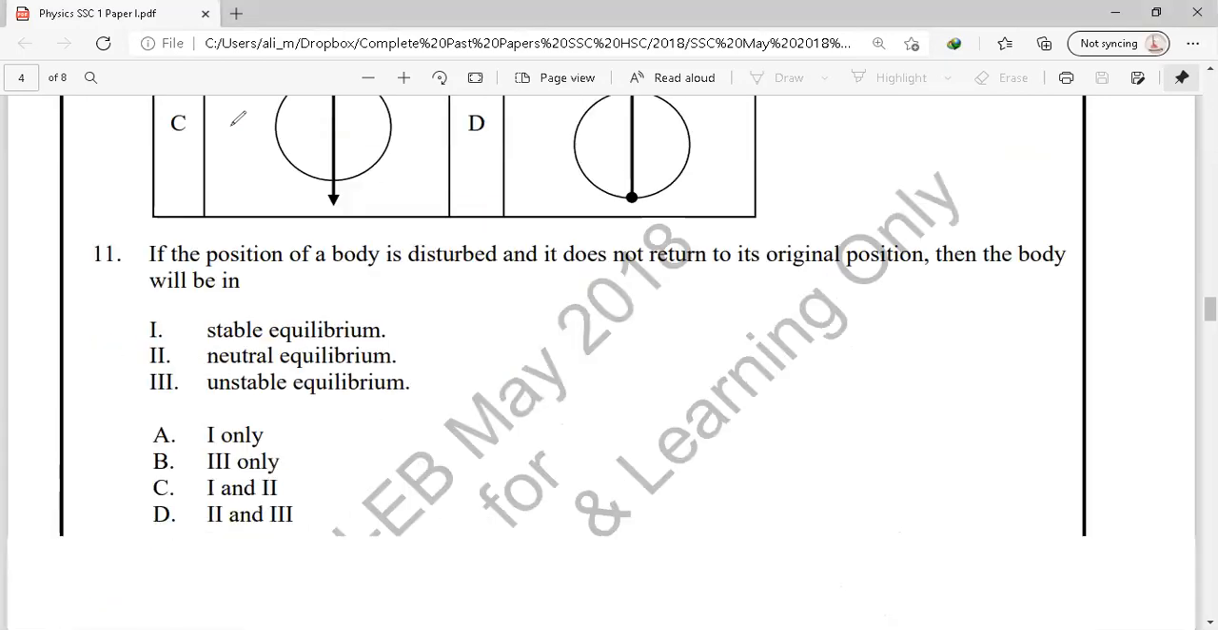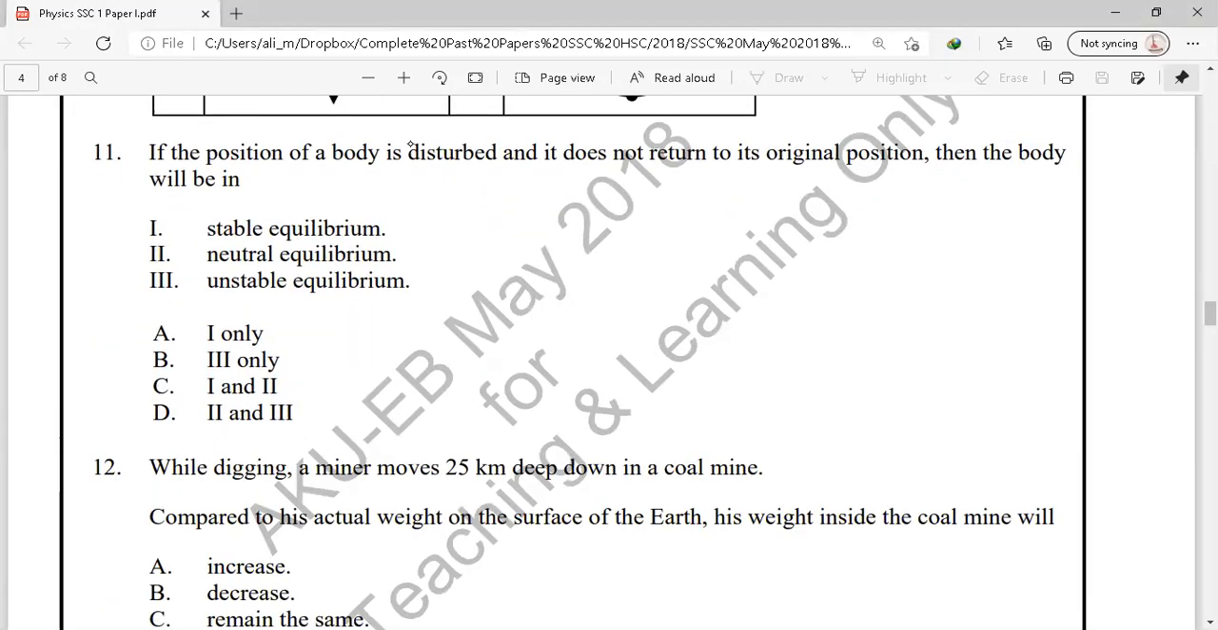So let's come to question number 11, and in question 11 this is our chapter number 4, turning effect of force. In this question we have to define or identify the state of the equilibrium if a body is disturbed and it does not return to its original position.